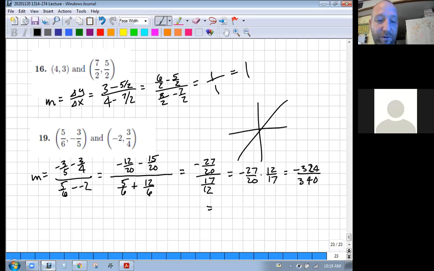324 divided by 340 is a little less than 1. Let's see, we can break it down. We can reduce it a little bit. 324 divided by 2 is 2 times 162. Divide that by 2, and that's 81, which would be 9 times 9. On the bottom, 340 divided by 2 is 170. Divide that by 2 is 85. And 85, we'll divide that by 5, is 17. So I can take those away. Nothing else reduces. I get a negative 81 over 85. That's our slope in its most reduced form.